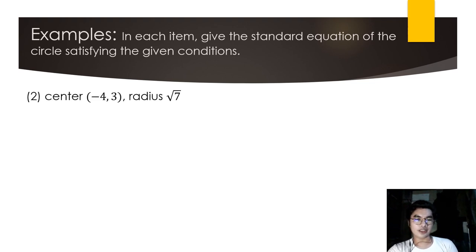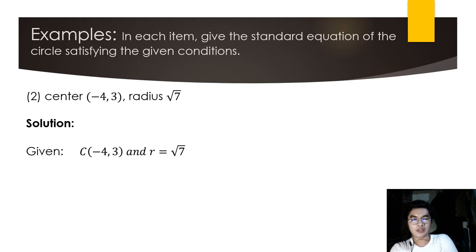Next, the center is at (-4, 3) and the radius is the square root of 7. Solution. Okay, the given center is (-4, 3) and the radius is equal to the square root of 7. Since the center is not at the origin, not (0, 0), we are about to use this equation: the square of x minus h plus the square of y minus k equals r squared. Here h is negative 4 and k is 3, and our radius is the square root of 7.